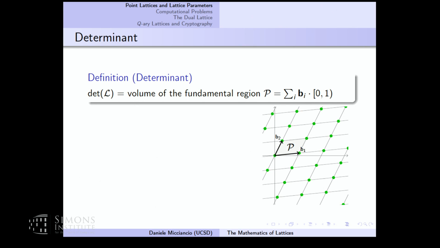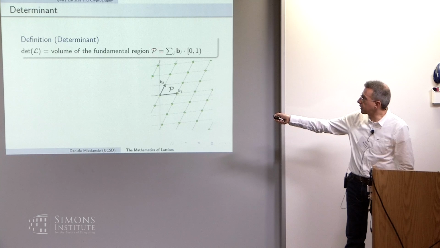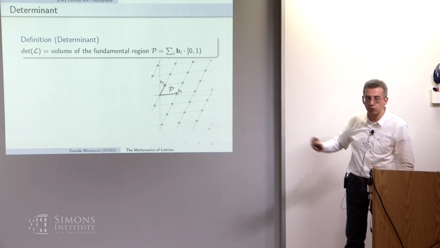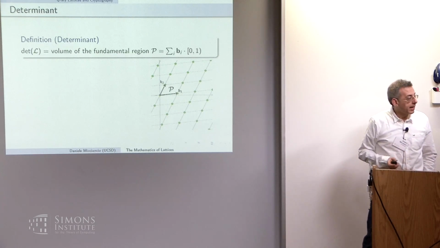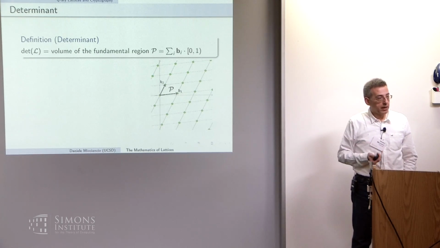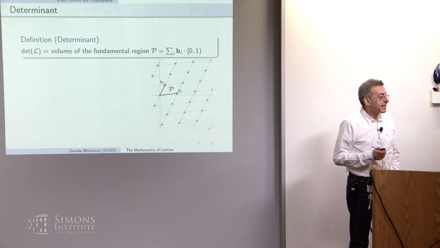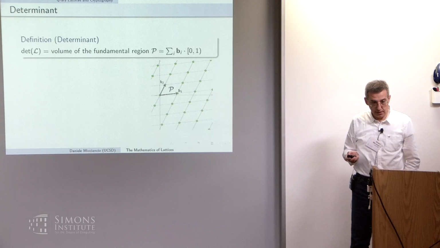So, okay, quantities. A fundamental quantity associated to a lattice which shows up in pretty much every application is the lattice determinant. Given a basis of a lattice, B, you can define a fundamental region of the lattice as the parallelepiped that is spanned by the two basis vectors. And you can compute the volume of this parallelepiped. And this quantity is called the determinant of the lattice.